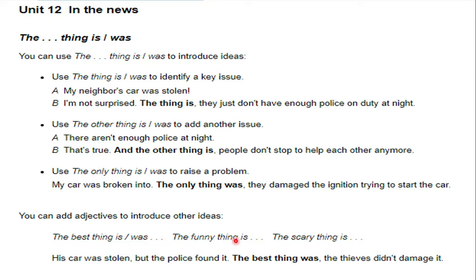The funny thing is, algo que es gracioso o algo que es chistoso. Or the scary thing is, algo que es un poco miedoso. Okay? So we are using adjectives. Best, funny, and scary. For example, his car was stolen but the police found it. The best thing was, o sea, lo mejor fue that the thieves didn't damage it. Okay? Lo mejor que sucedió, lo mejor fue. The funny thing is, lo más chistoso es. O the scary thing es lo más miedoso, ¿ya?